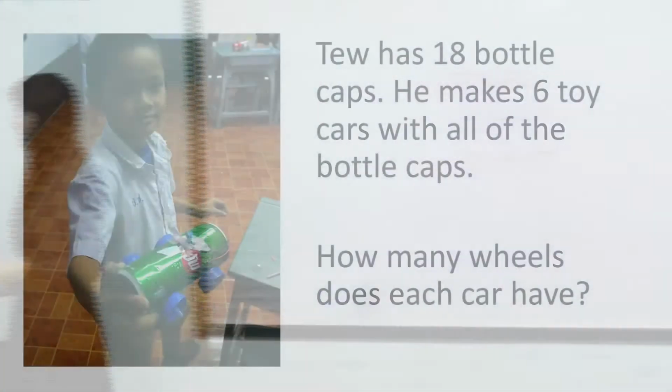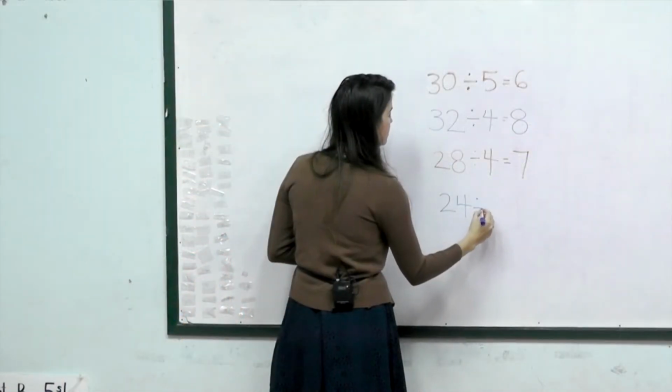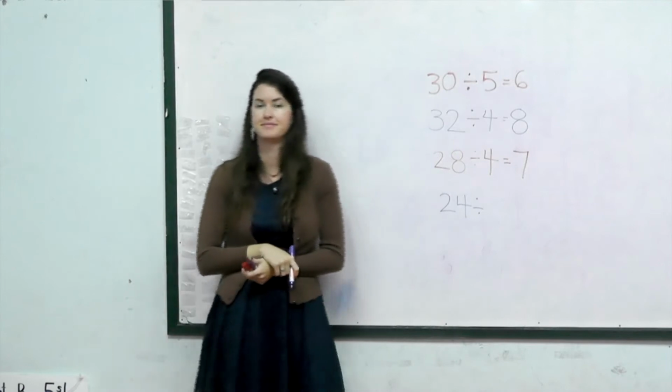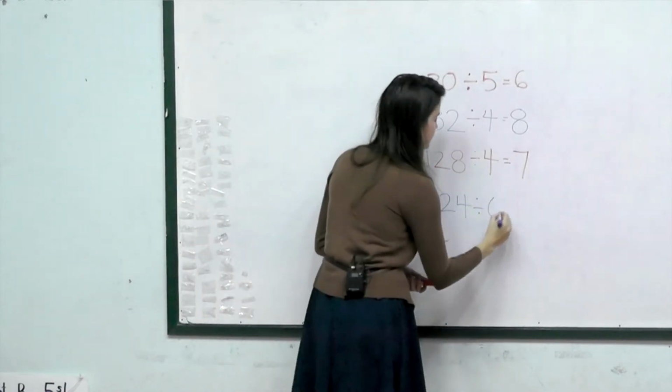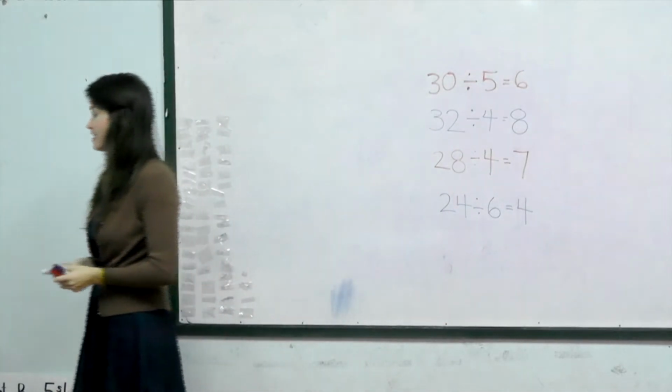Very nice. What about our friend with his bottle caps? He has 24 bottle caps. He makes 6 toy cars with all of the bottle caps. How many wheels does each car have? How do we do this one? 24 divided by 6 equals 4. Good. Is 24 our biggest number? Yep. So for division, it goes first. 24 divided by 6. Very nice. Equals 4. Great job, friends. Those are the ones we practiced in our last lesson.